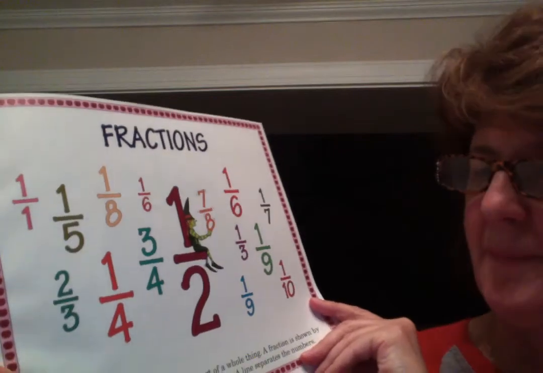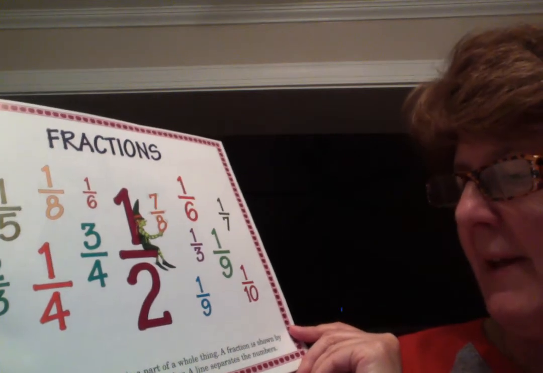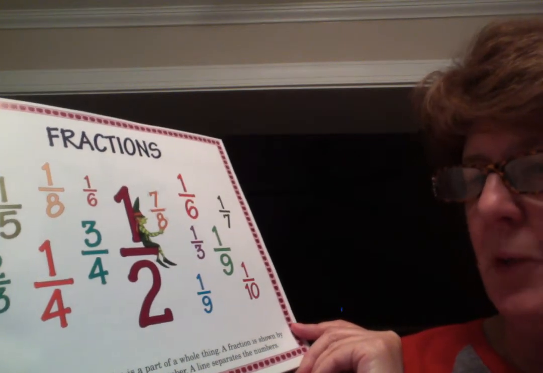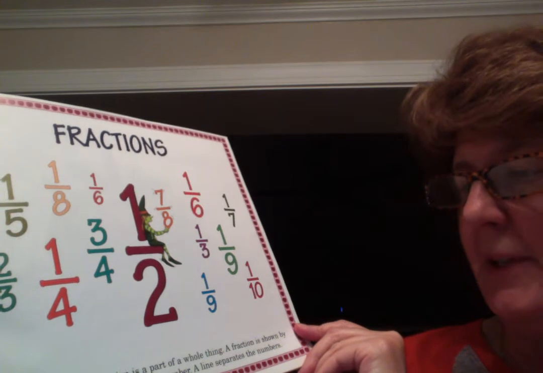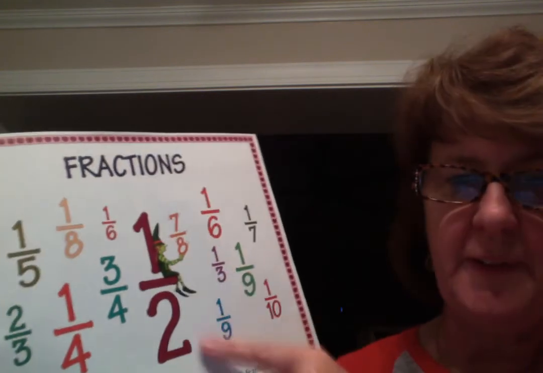Fractions. What is a fraction? A fraction is a part of a whole thing. A fraction is shown by placing one number over another number. A line separates the numbers. These are all different types of fractions.